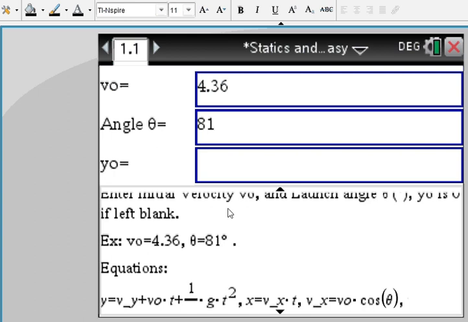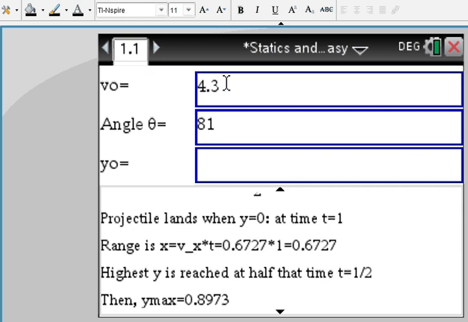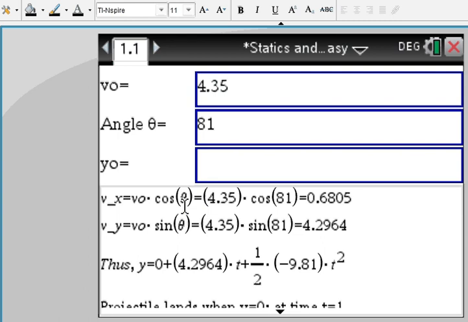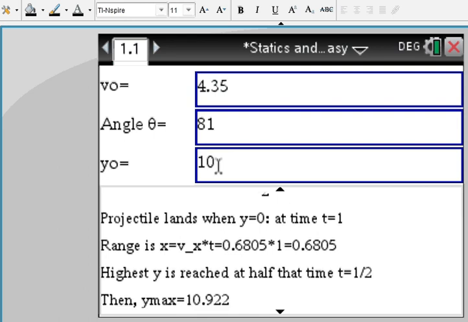Projectile at an angle. Again, on the bottom you can read what equations are used and what is what. So let's say we change our initial velocity to 4.35, and then we scroll up and see the equations that determine the position, and we can see all our answers here. The projectile lands at time t equals 1, the range, everything is given. And of course you can have an initial height, which is optional, let's say if you start off at 10 meters.